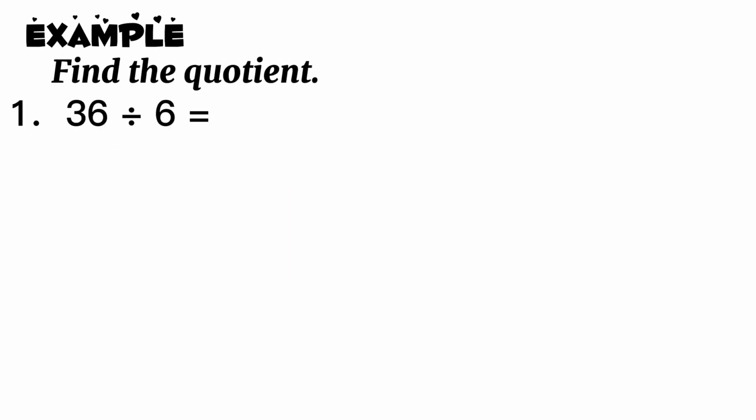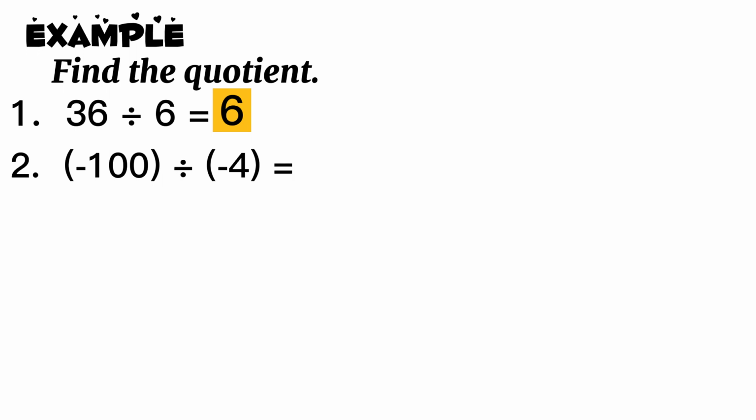Punta naman tayo sa division. Find the quotient. Number 1, positive 36 divided by positive 6. Pareho silang positive, so we will use rule number 1. Positive 36 divided by positive 6 is equal to positive 6. For number 2, negative 100 divided by negative 4. They have the same sign, which is negative, so we will use rule number 1. Negative 100 divided by negative 4 is equal to positive 25.